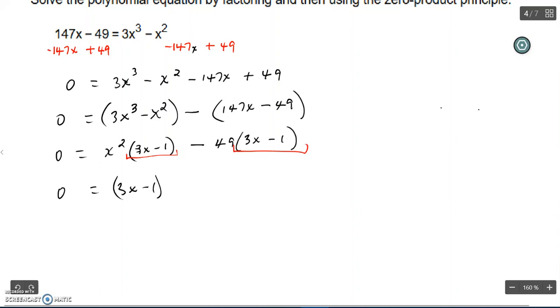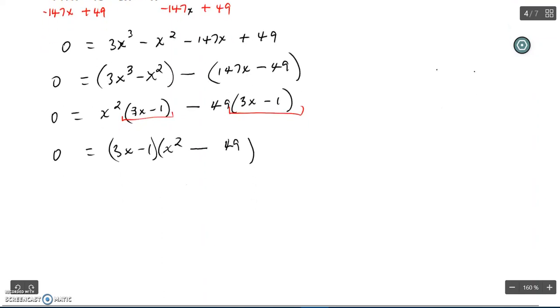And we always multiply the GCF times whatever's left over when we're done factoring it out. If I factor the 3x minus 1 from this term, I'm left with the x squared right here, minus, and that's this sign right here. So then minus, and when I take the 3x minus 1 from here, I'm left with that 49. We're almost done factoring. This x squared minus 49 is a difference of squares, so it will factor as x plus 7 times x minus 7. So now it's completely factored.